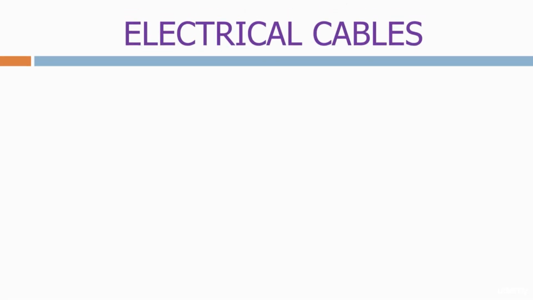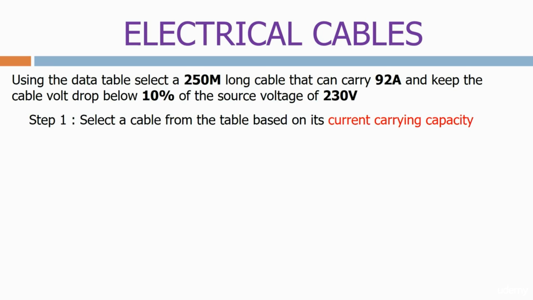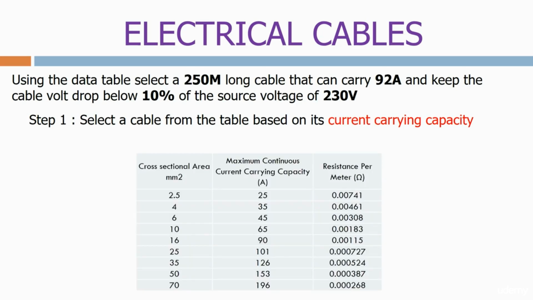Let's do a worked example. Using the data table, select a 250 meter long cable that can carry 92 amps and keep the cable volt drop below 10% of the source voltage of 230 volts. Step 1 is to select a cable from the table based on its current carrying capacity. Here's the cable data table from before.